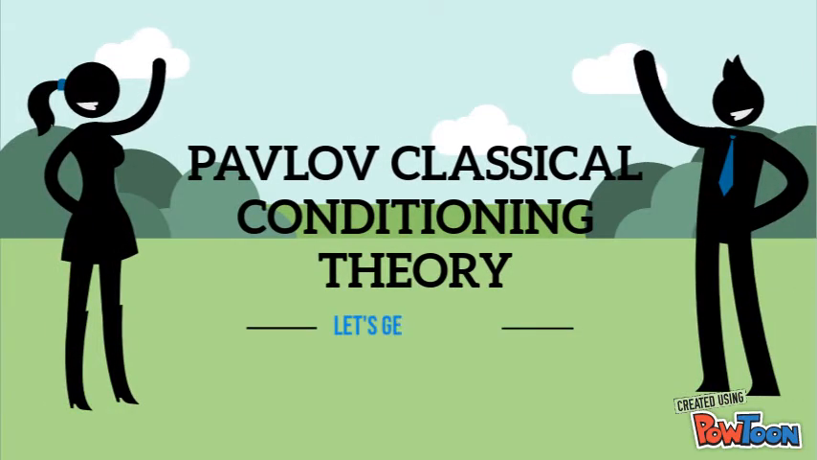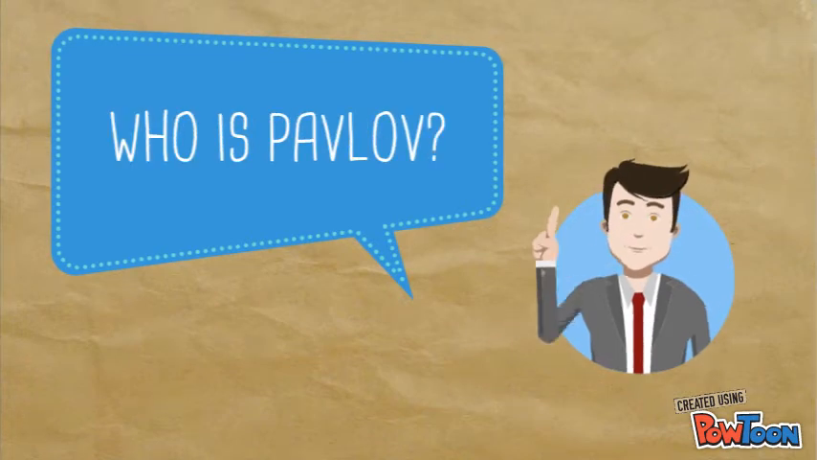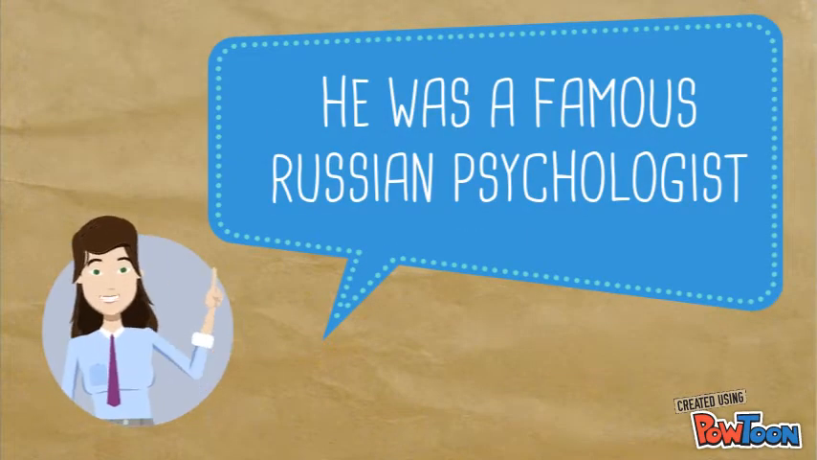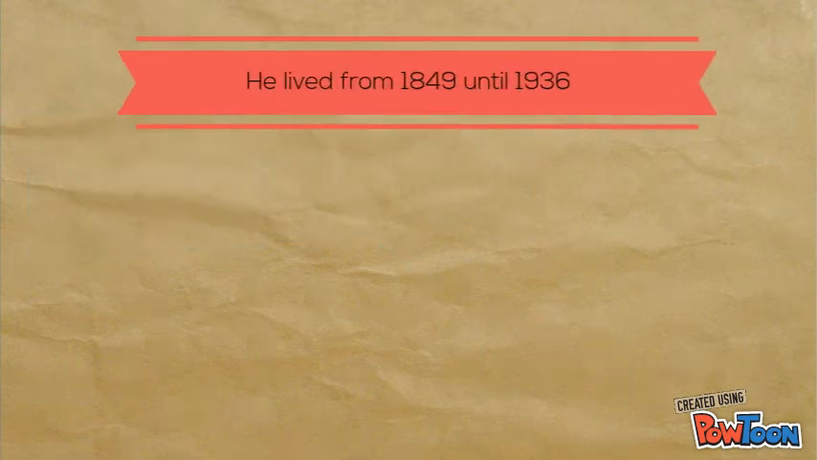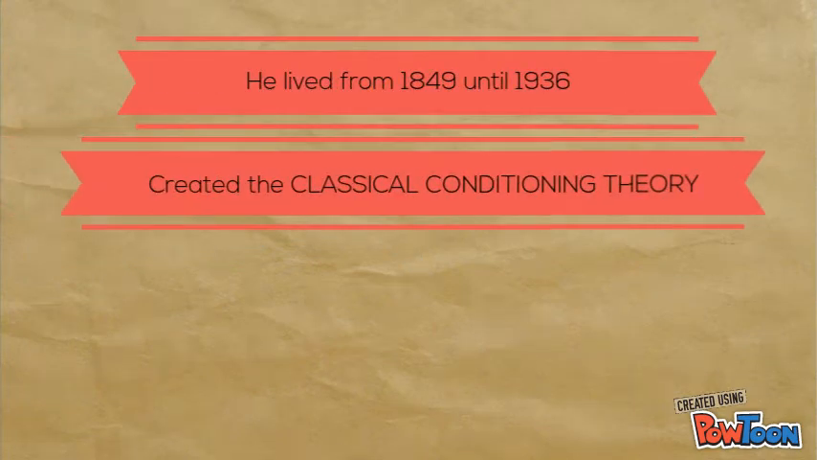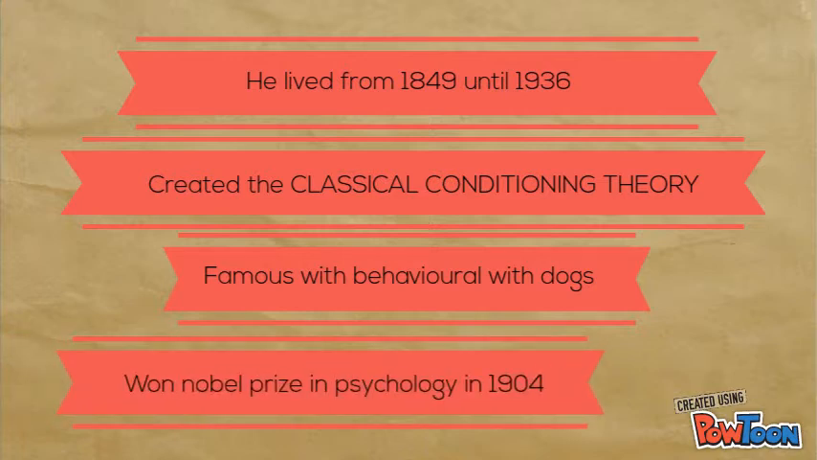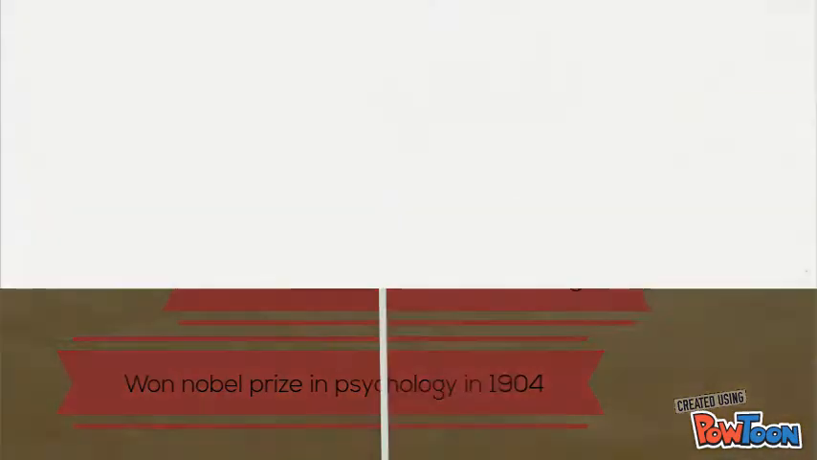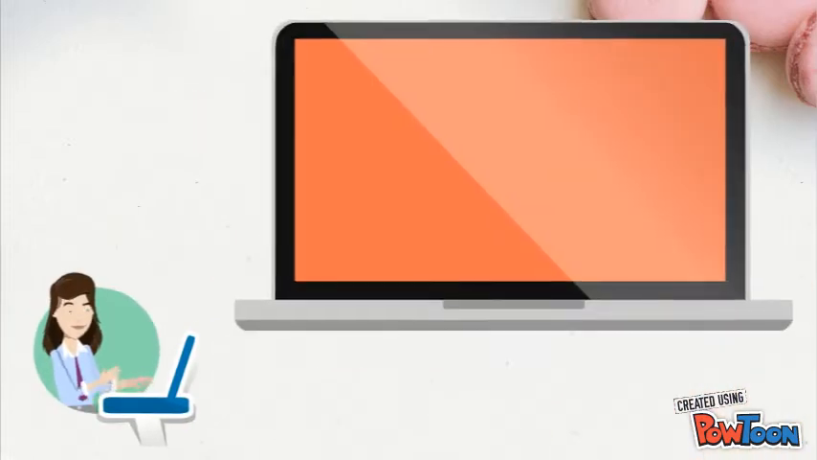Pavlov classical conditioning theory. Let's get started. Who is Pavlov? He was a famous Russian psychologist. He lived from 1849 until 1936, created the classical conditioning theory, famous with behavioral experiments with dogs, and won the Nobel Prize in Psychology in 1904. What is Pavlov classical conditioning theory? Let's take a look.